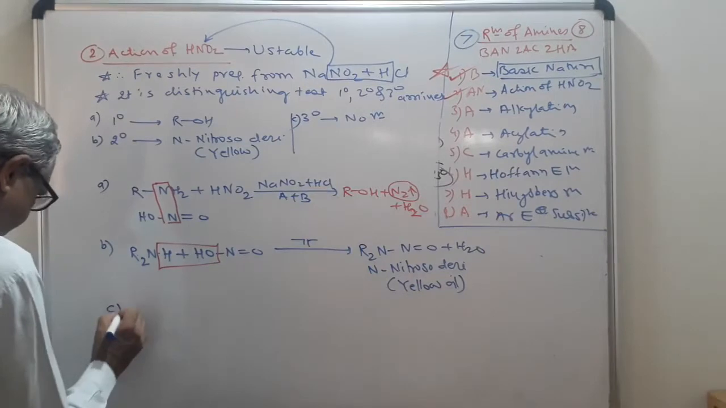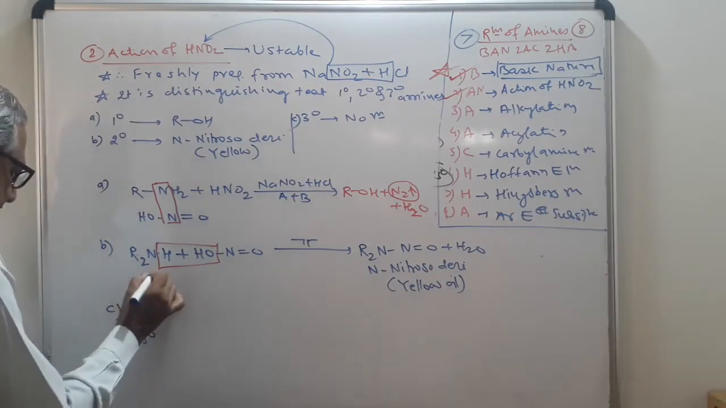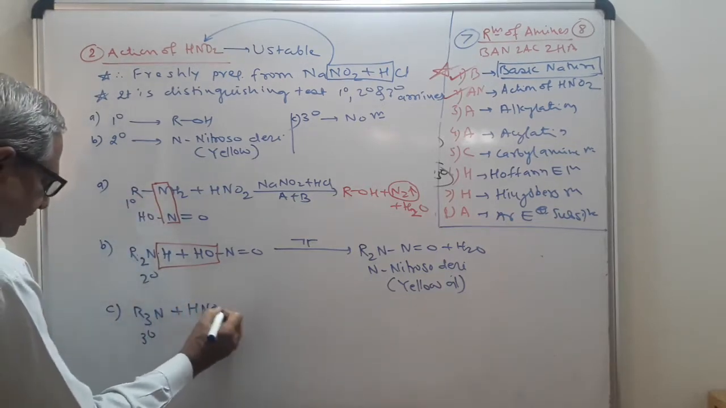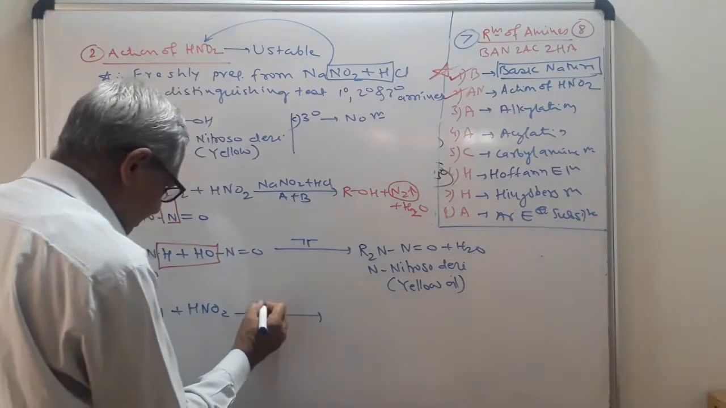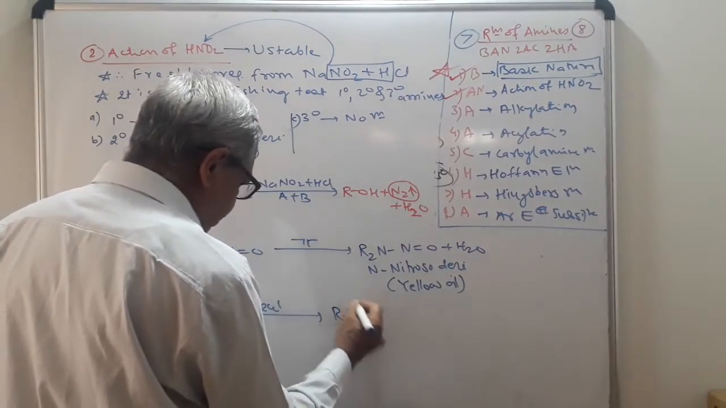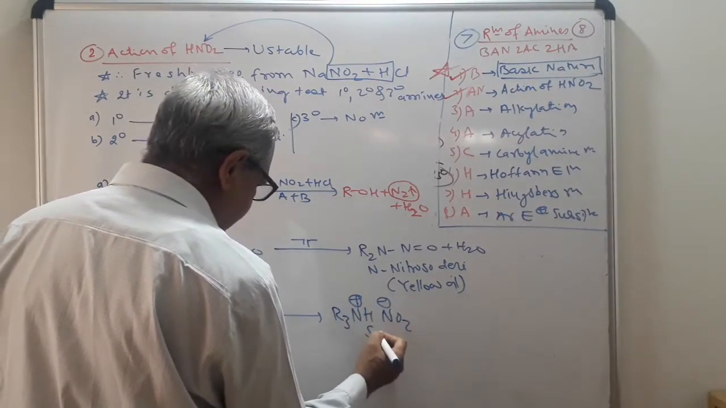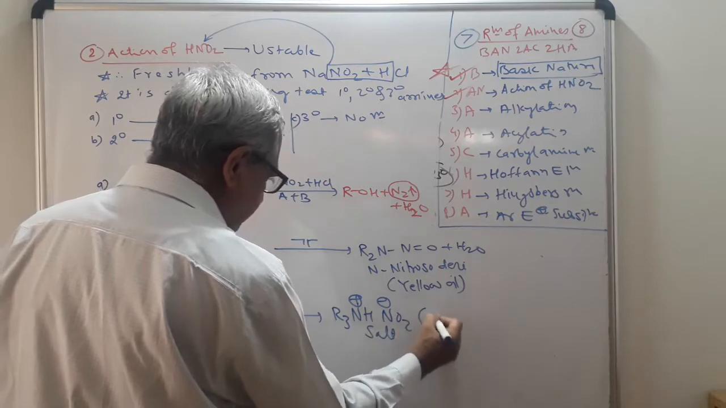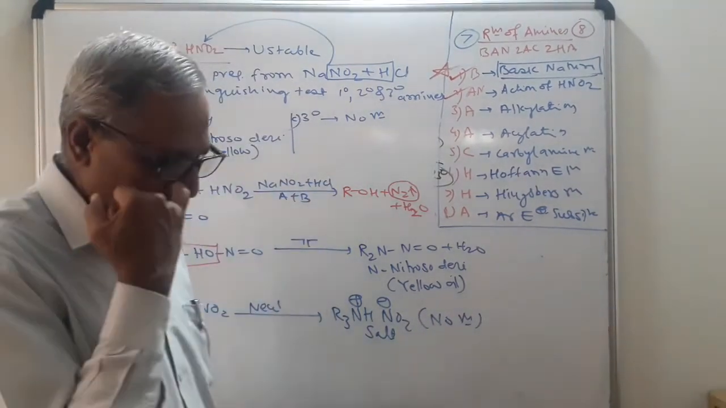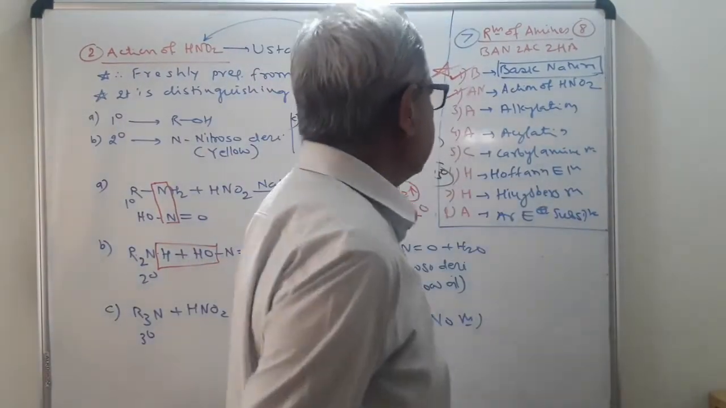Now C part, when you take R3N, this is a tertiary amine, this is secondary amine, this is a primary amine. When you do the reaction with nitrous acid, in this case a neutralization reaction takes place. You will get R3NH plus the salt NO2 minus. Actually there is no reaction or color change here. So we completed the second reaction, action of nitrous acid.